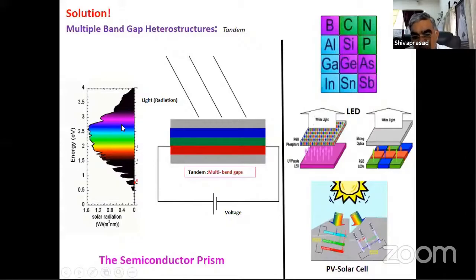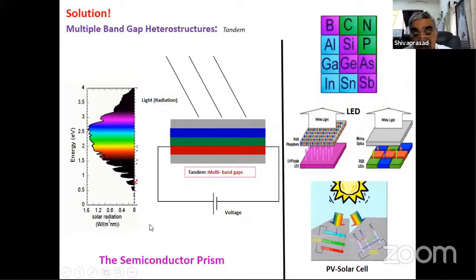If I have only one band gap, only one wavelength will be absorbed, or something below that will be absorbed. That is the problem with silicon solar cells. Silicon solar cells have a band gap of 1.1 electron volts. That means somewhere here, 1.1 electron volts. So only some light is absorbed by the solar cell. Only that light is absorbed. The rest of the solar energy is being wasted in a silicon solar cell.